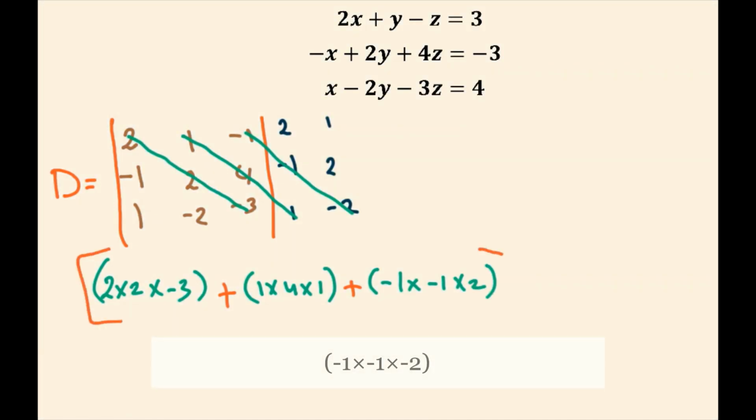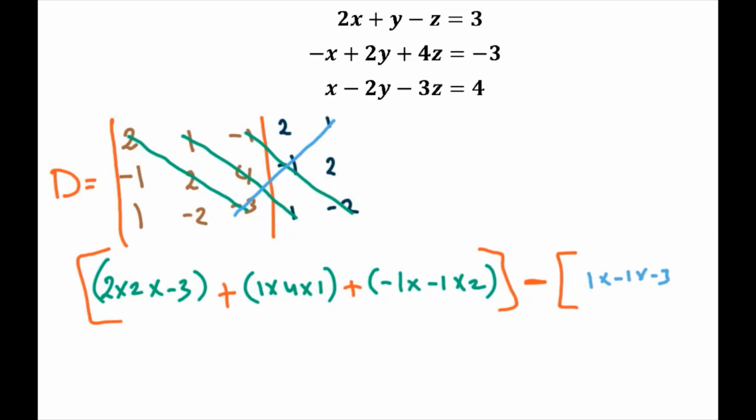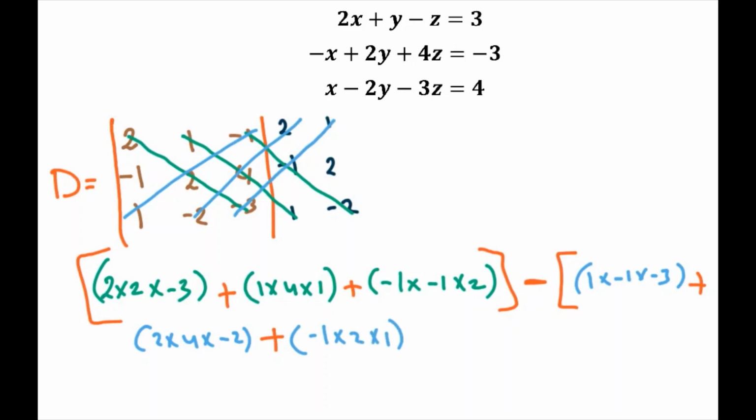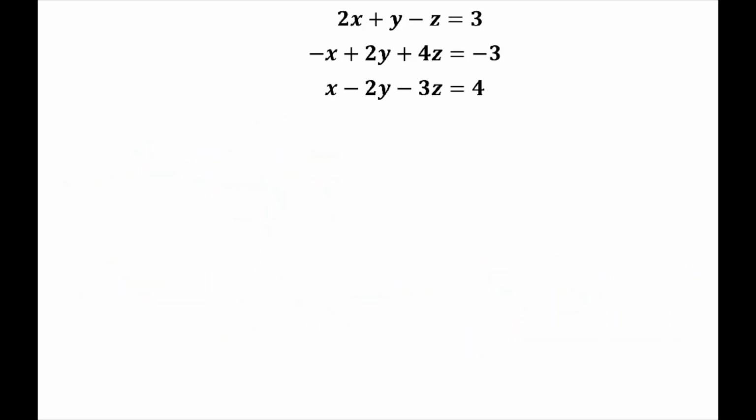And we are going to subtract, minus. Next we are going to do the opposite direction. So we're going to cross these and multiply them. And then add. And then do the same with the last one. And when you do the calculation, you are going to get d equal to 5. So my d equal to 5.